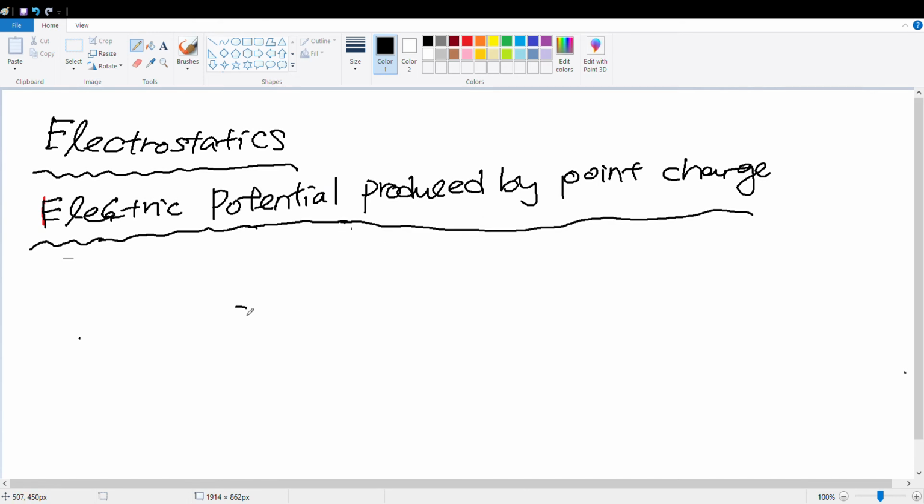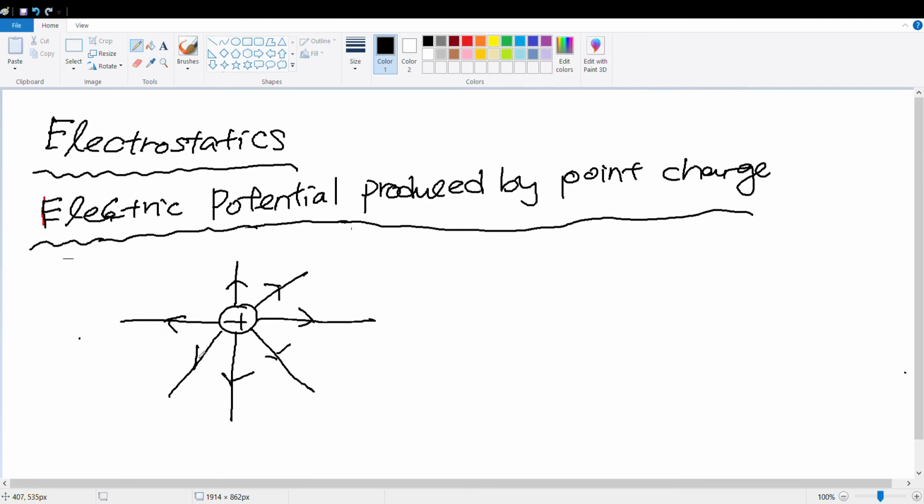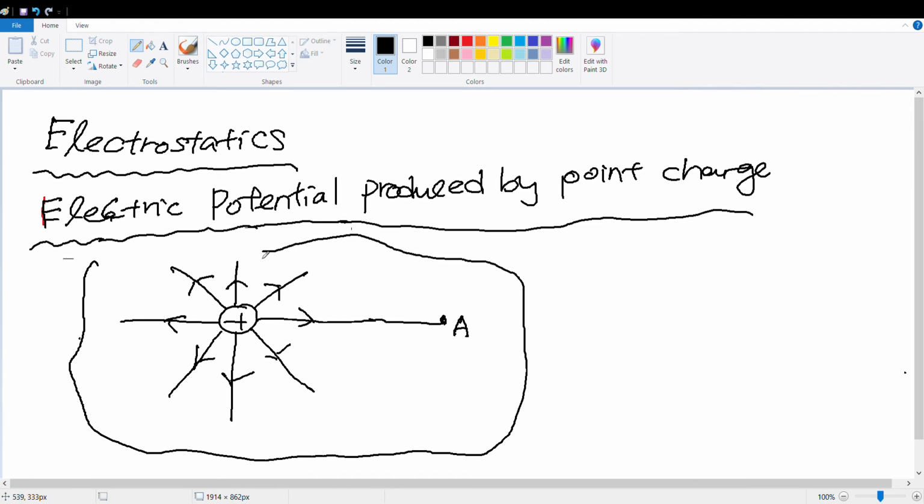So consider I have a positive charge. We know that the electric field lines for a positive charge always point outwards. So this is outwards, and this is outwards, and this is outwards. Consider I have a point A. This point A is inside the region of the electric field produced by this positive charge.